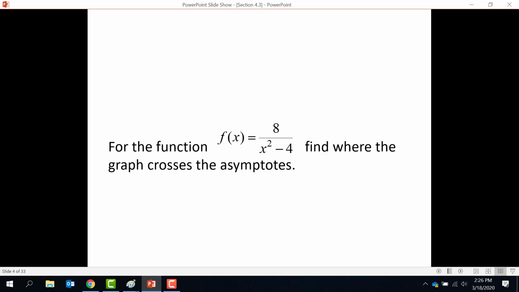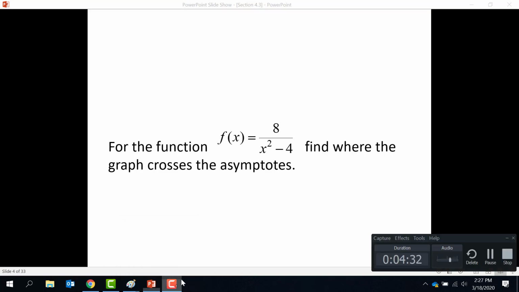Very common misconception for people to believe that a graph cannot cross its asymptotes. And for a rational function, it is true that a graph cannot cross its vertical asymptotes, right? Because vertical asymptotes happen where the denominator is 0. So you can't cross a vertical asymptote if when you plug that number in, it makes your denominator 0. But you can cross a horizontal asymptote, right? So let's work on that next to figure out where the graph crosses the horizontal asymptote.